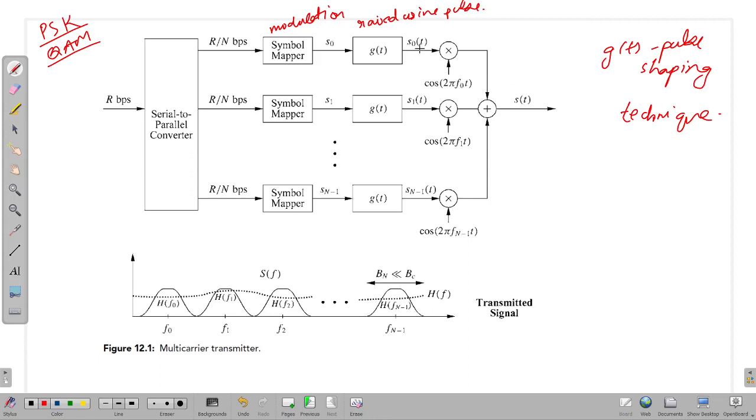And you have s naught of t, which is this symbol multiplied by the raised cosine pulse, and you have here cos 2 pi f naught t, which is nothing but a carrier. Okay, and what it does is a frequency translation. It shifts the frequency to f naught.